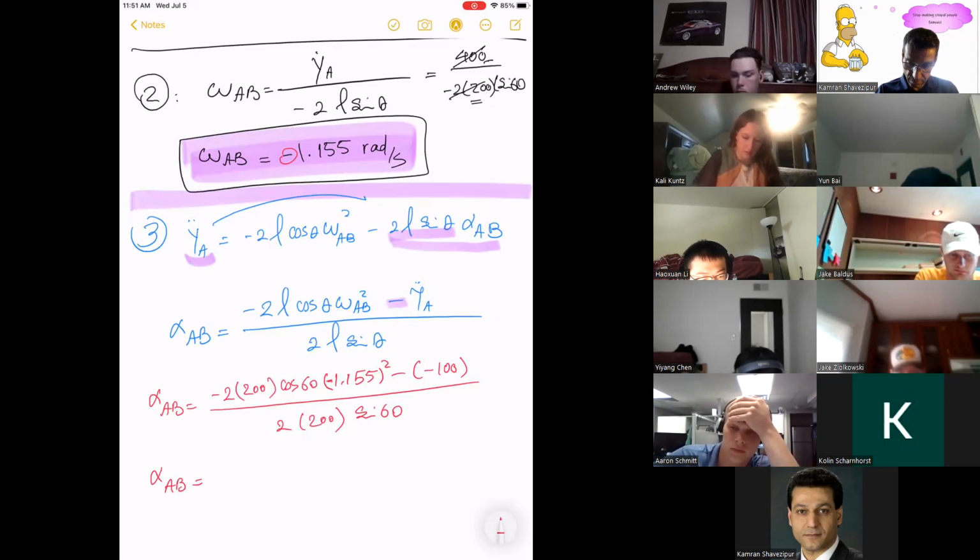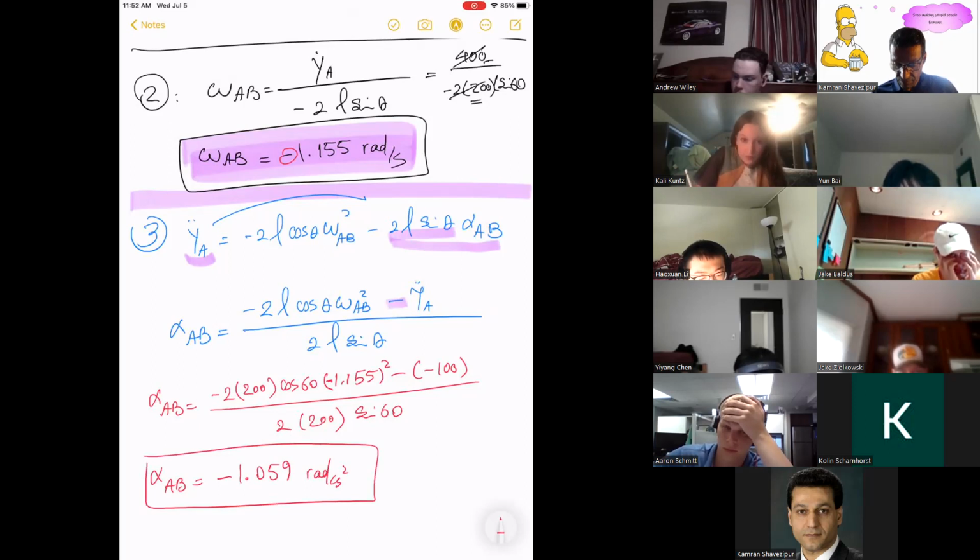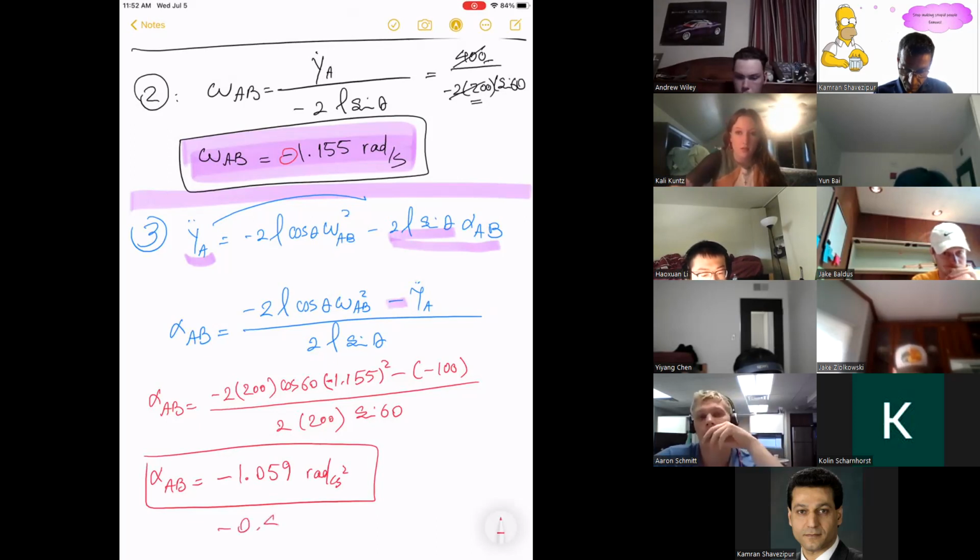16. You get the same number, 1.059, or do I get it wrong? I got negative 0.48. Like this?